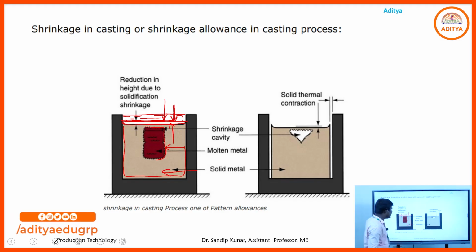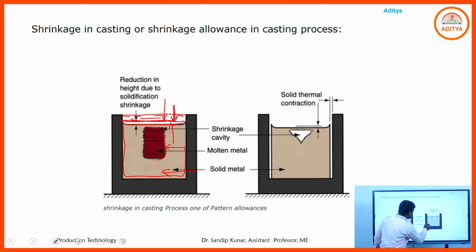Sometimes solid thermal contraction also happens. After solidification, that type of shrinkage can happen on the upper surface also, and sometimes a shrinkage cavity is formed there. That means in that position the molten metal does not fill up properly. That is the solid shrinkage in the casting process.